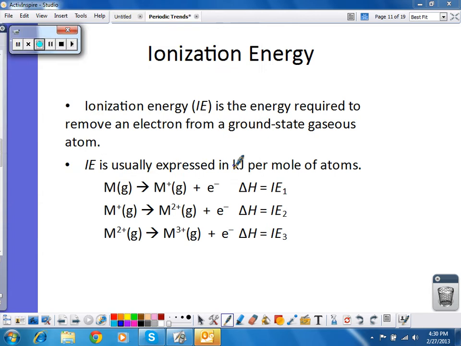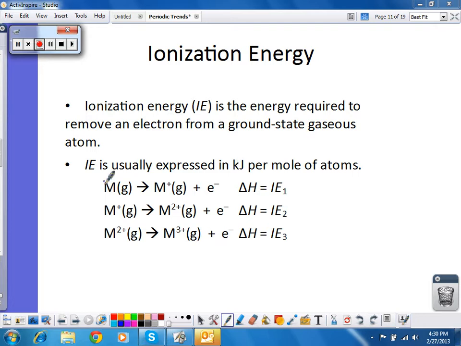Okay, the next trend we're going to look at is ionization energy. Ionization energy is the energy required to remove an electron from a ground state gaseous atom. So it's removing a single electron. It's usually expressed in kilojoules per mole, and you can have multiple ionization energies.